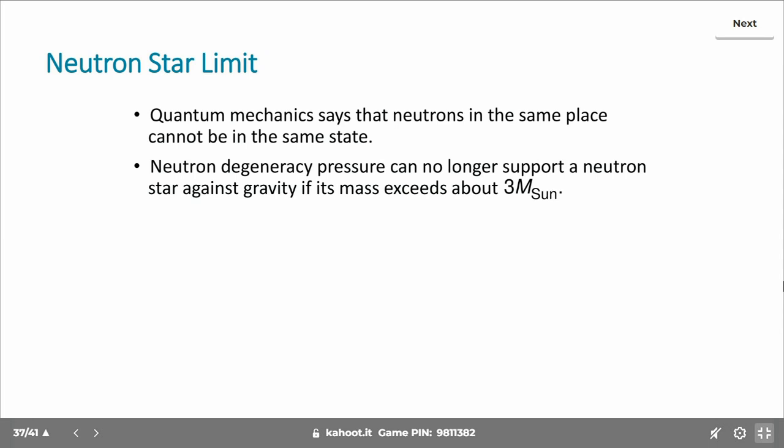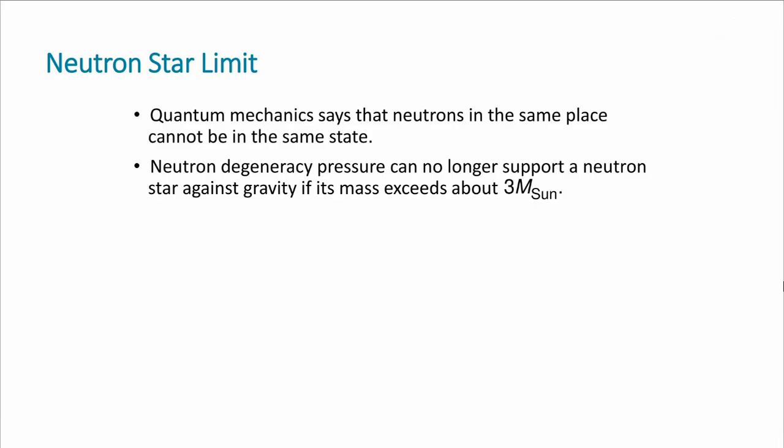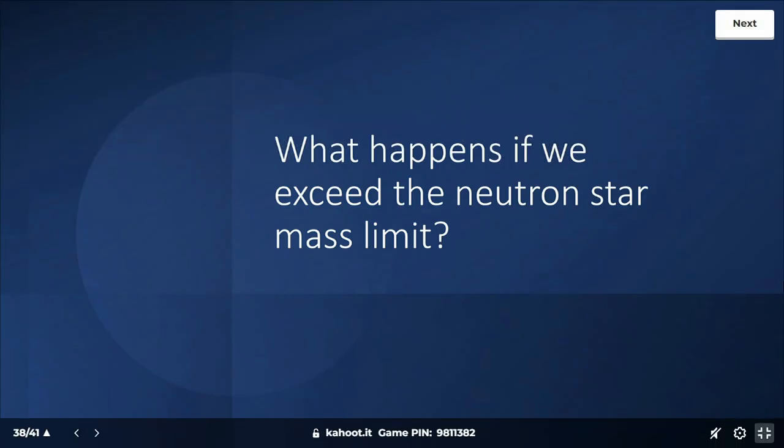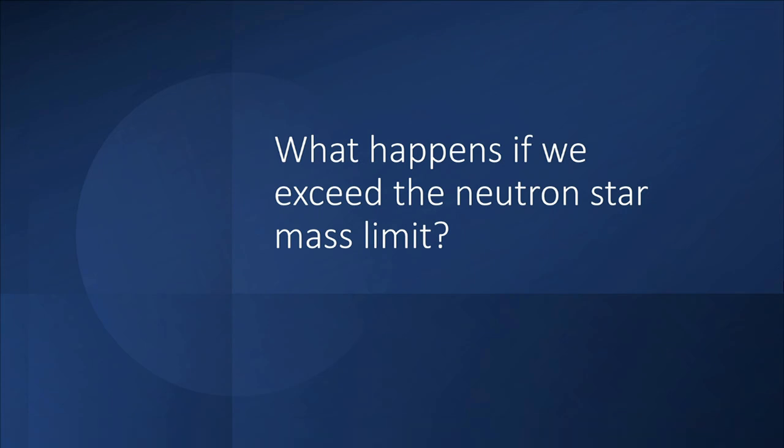So just like there was a limit for the mass of a white dwarf, there's also a limit for the mass of a neutron star. And that's about 3 solar masses. So white dwarf limit was 1.4 solar masses, and neutron star is about 3 solar masses. So then I'll let you guys talk amongst yourselves for a minute or two. What happens if you exceed the neutron star mass limit?